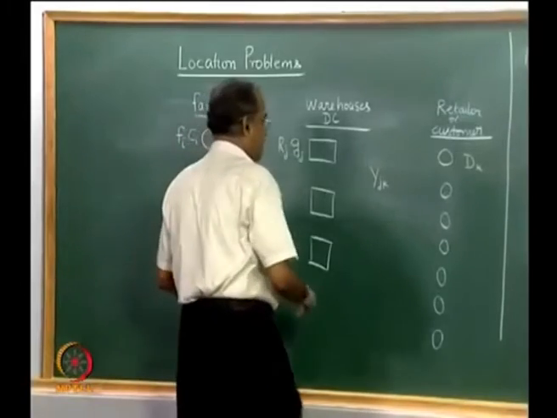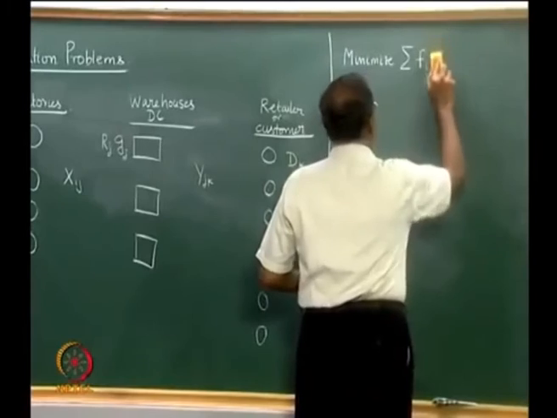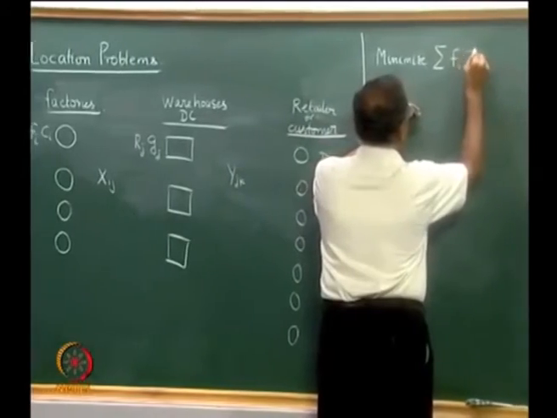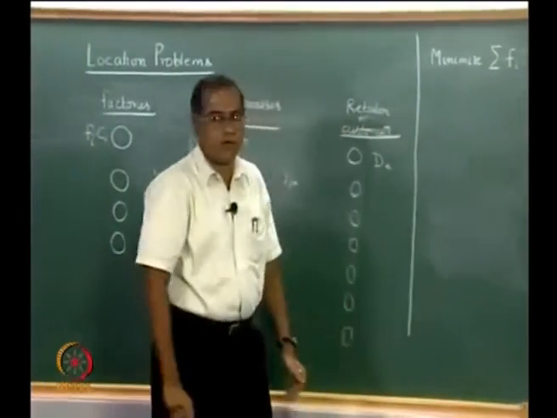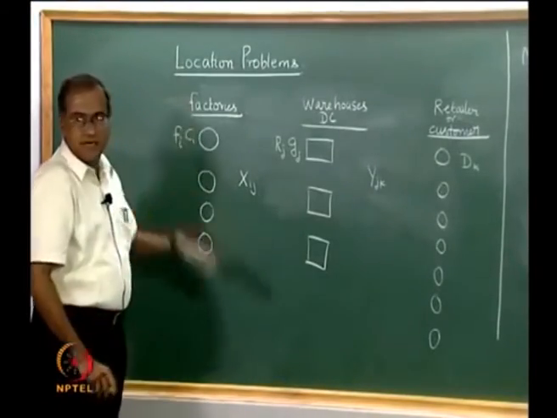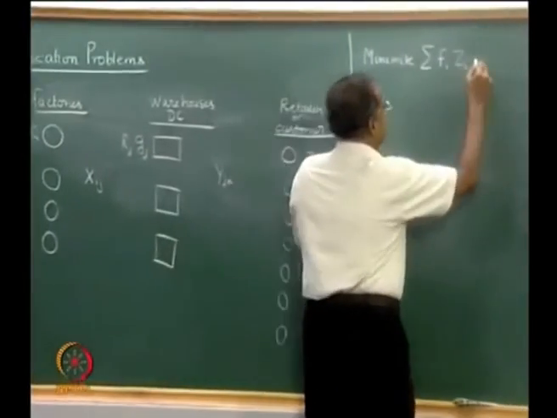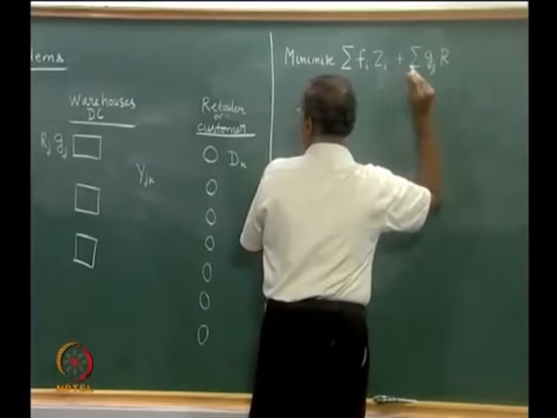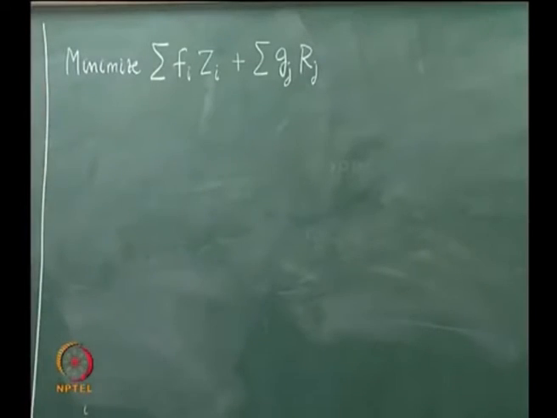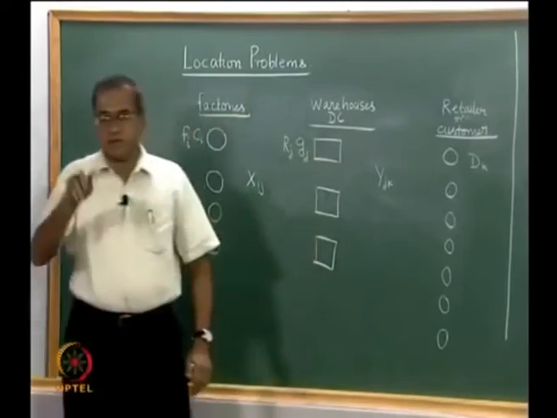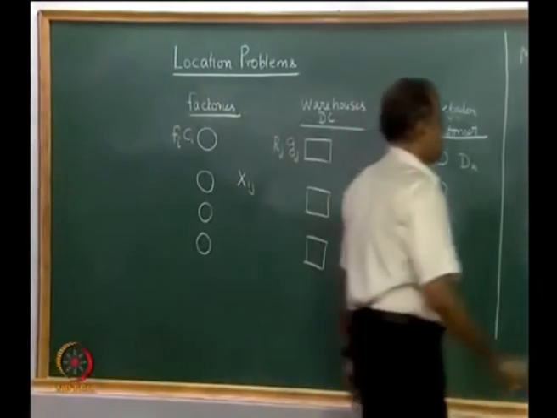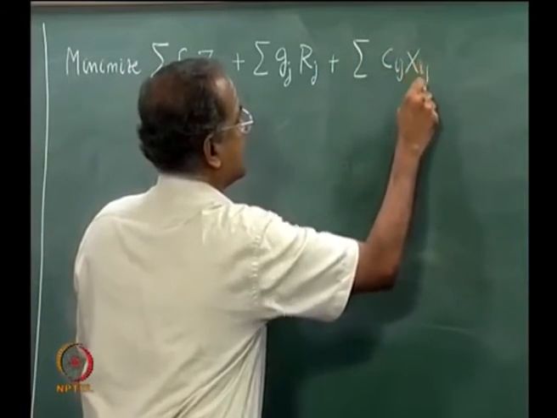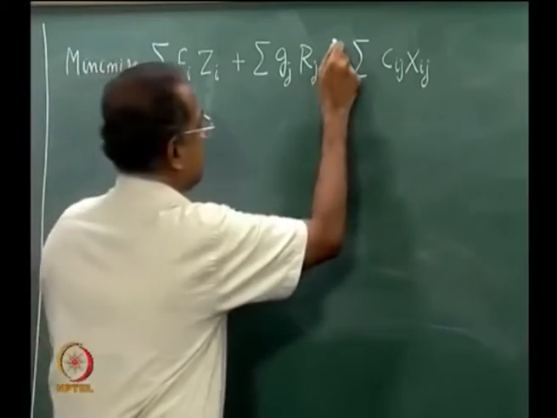Now, let us not call it Yi, let us call it as X, Y, Zi. So, Zi equal to 1 if we locate a factory in place I, plus Rj, where Rj equal to 1 if we locate a warehouse in place j, plus Cij Xij, one more summation.